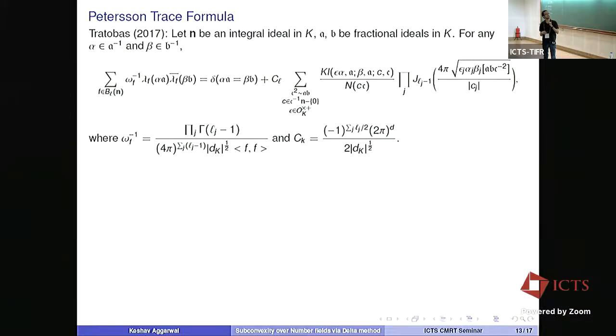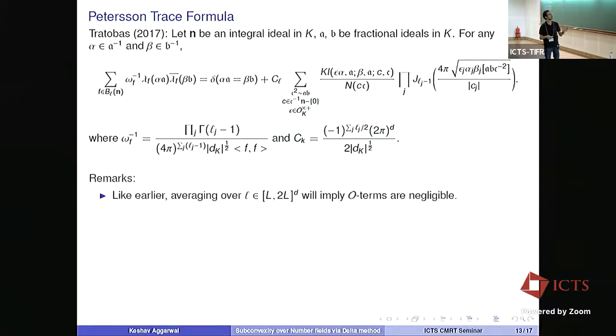This (A B C inverse) squared in the brackets is the representative of the ideal A B C inverse squared in the narrow class group, because that's a principal ideal. I'm sorry, there should be a subscript j, so that's the jth embedding of that. Okay, so you have all of this, and this is the Petersson trace formula.